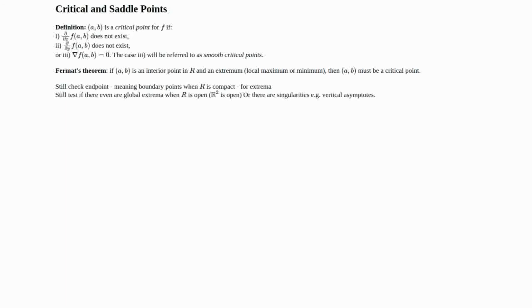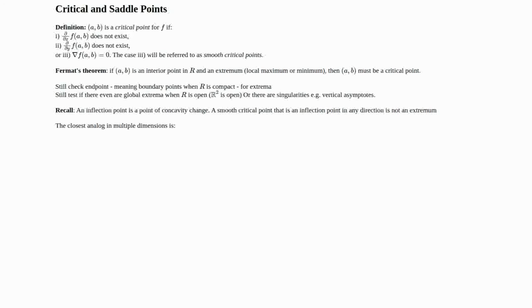You also have to test that there even are global extrema when either R is open, which could be like an open ball, but it also could be including points heading to infinity, or when there are singularities, i.e. vertical asymptotes in f. The next thing that we want to recall as an inflection point is a point of concavity change. A smooth critical point that is an inflection point in any direction is not an extrema.